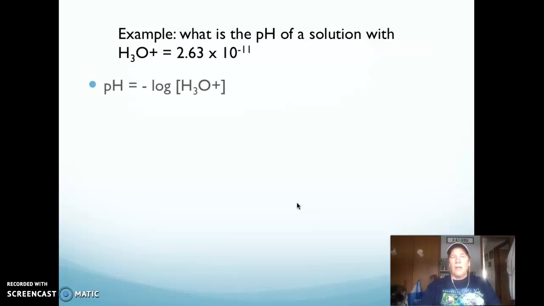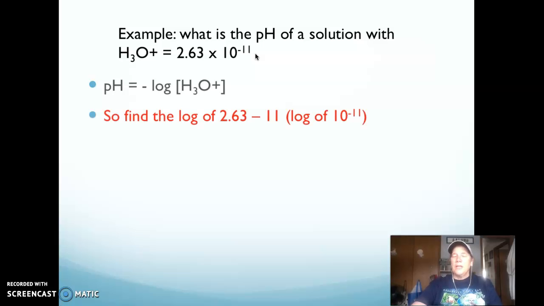All right. So if the hydronium ions of a solution is 2.63 times 10 to the negative 11th, and I want to know what the pH is. Again, pH is going to tell me whether it's an acid or a base, and I could figure it out from here, but it's just easier to do this. So remember, pH equals negative the log of the H3O. Basically, take 2.63 times 10 to the negative 11th, put it in your calculator and push log.